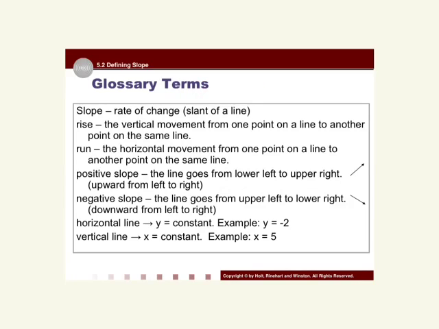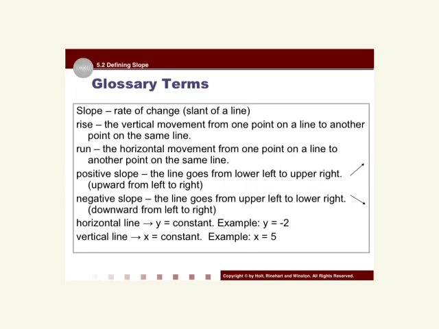Here are some glossary terms. Our slope is a rate of change, or the slant of a line. Our rise is the vertical movement from one point on a line to another point on the same line. Our run is the horizontal movement from one point on a line to another point on the same line. Remember, it has to be on the same line.